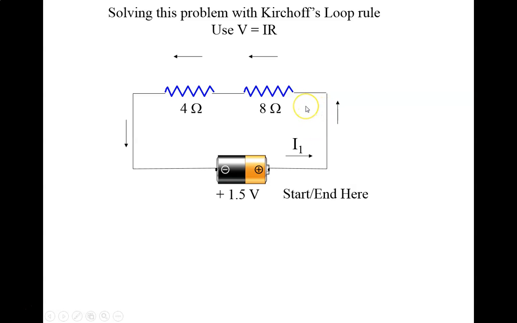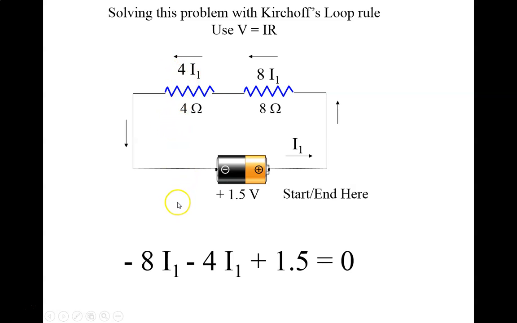So we're going to go downstream with the resistor, so I'm going to lose 8I1 here. I'm going downstream because V equals IR, so we're following the voltages by saying current times resistance. So 8I1 is my voltage drop across here, which is going to be negative. And then I'm going to come across here and lose 4I1.